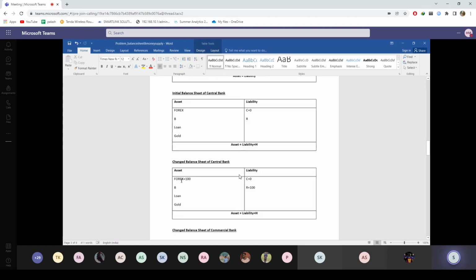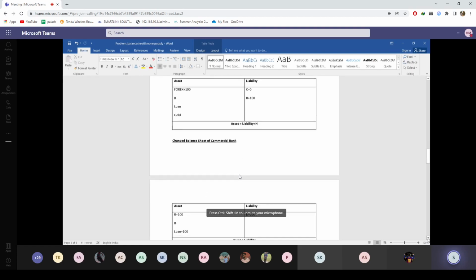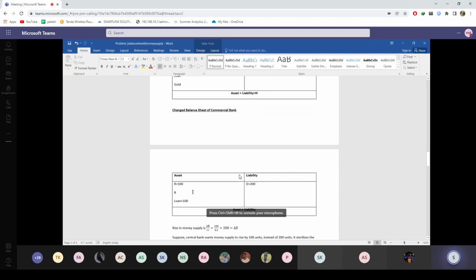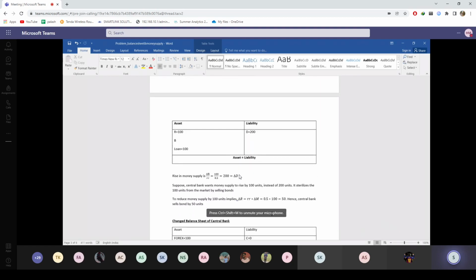Change in the balance sheet of the central bank: foreign exchange reserves by 100 units. Liability side reserves increased by 100 units. High powered money increased by 100 units. And here the money multiplier is 1 over RR. So money supply increased by 200 units. So deposit increased by 200 units over here. So loan increased by 100 units over here. This is one thing, and this actually gives me, when the foreign exchange reserves rise by 100 units, my money supply rises by 200 units.